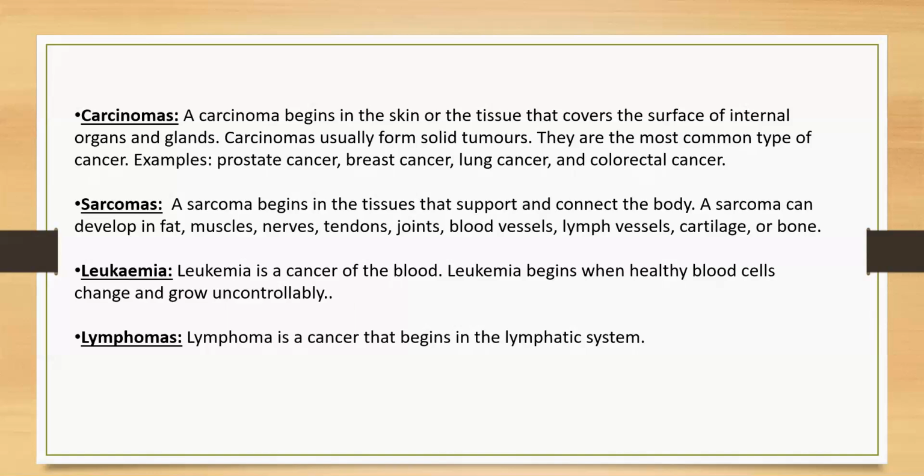Sarcoma begins in the tissue that supports and connects the body. It can develop anywhere, such as fat, muscles, nerves, tendons, joints. Leukemia is the cancer of the blood. Leukemia begins when healthy blood cells change and grow uncontrollably. Lymphoma is a cancer that begins in the lymphatic system.